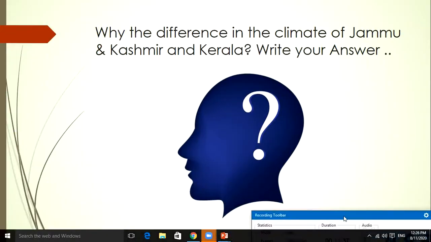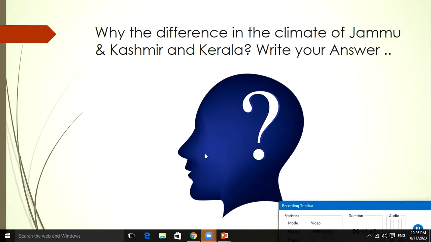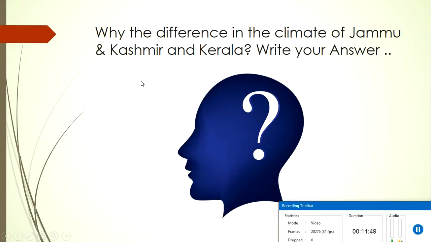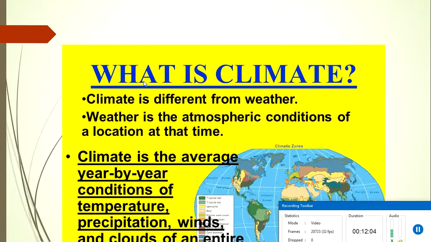So here you have seen why there is a difference in the climate of Jammu and Kashmir and Kerala. Write your answer. The average of the temperature recorded during the month, students, is to be found, and that average is what we are finding. Second, we calculate the average of such average temperatures over many years. So climate is different from weather. Weather is the atmospheric condition of a location at that time, and climate is the average year by year condition of temperature, precipitation, winds and clouds, a sort of complete environment.